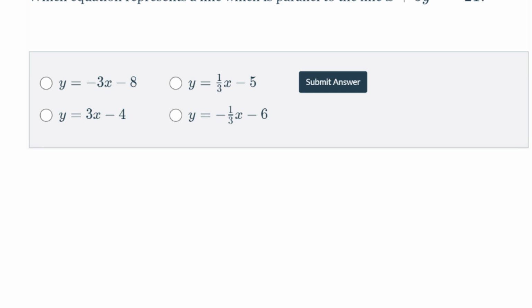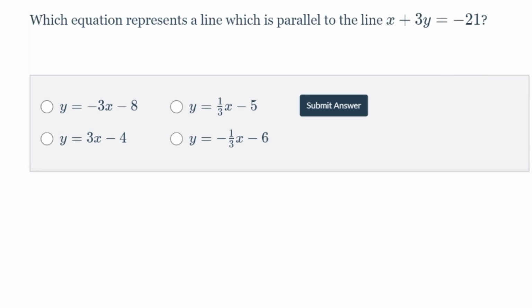On this one, we can see that we are looking for a line parallel to the equation that we're given. So again, the first thing we need to identify is the slope. Well, in this case, to get the y by itself, we subtract our x from either side. So we now have 3y equals negative x. And always be careful of your signs as well. It's easy to forget and lose those. And then we divide both sides by 3, because this is what's going to isolate our y value.